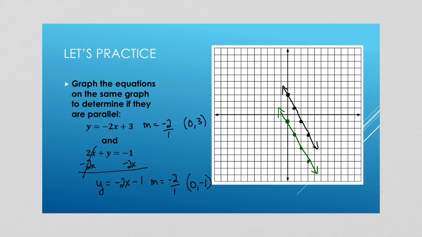Notice I didn't use a ruler, and I'm really sorry about that. But the slopes are the same, and the y-intercepts are different. It's important that you understand the y-intercepts have to be different. Otherwise, if it's the same slope and the same y-intercept, it's the same line. That's not parallel, it just sits on top of each other. But in this case, the slopes are the same and the y-intercepts are different, so the lines are parallel to each other.